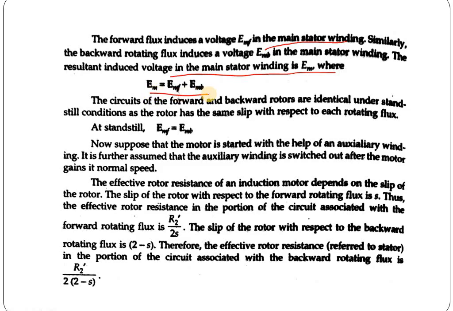The circuits of forward and backward rotors are identical under standstill conditions, as the rotor has the same slip with respect to each rotating flux. Thus, Emf and Emb are equal. Now, suppose the motor is started with the help of auxiliary winding. It is further assumed that the auxiliary winding is switched out after that, and the motor gains its normal speed.